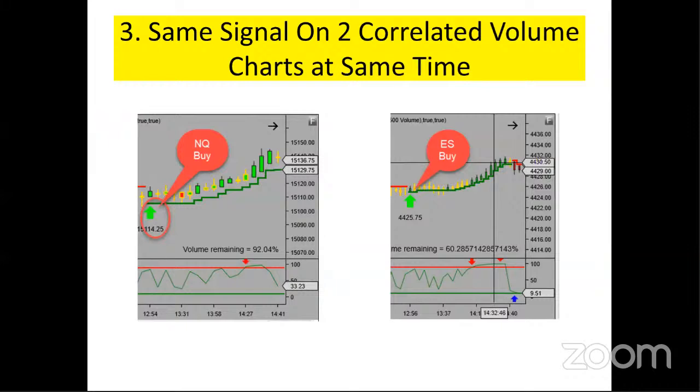All right, so here's setup number 3. This is correlated signals on 2 different volume charts.